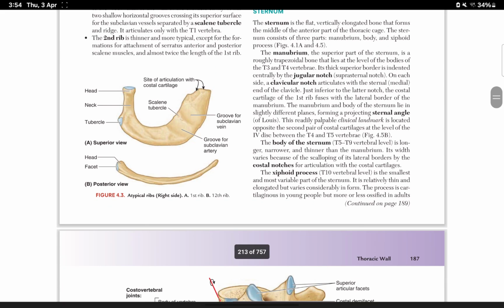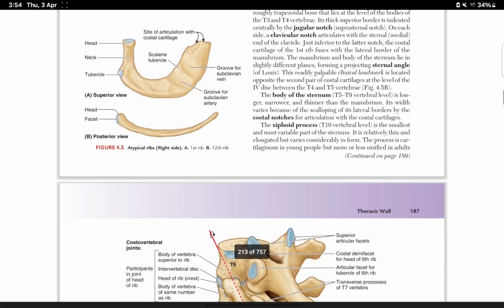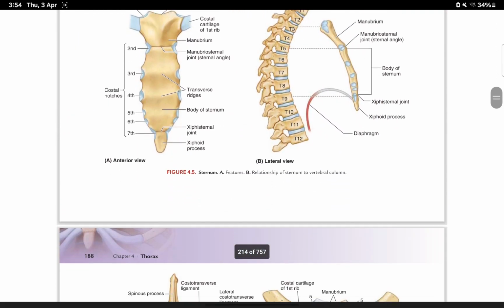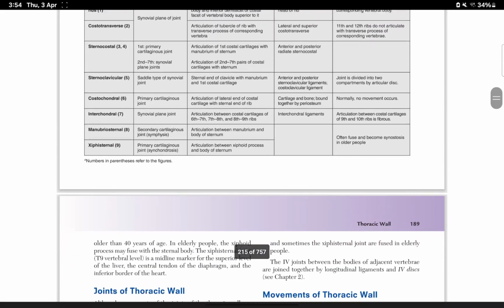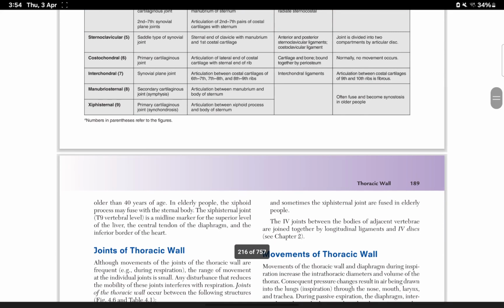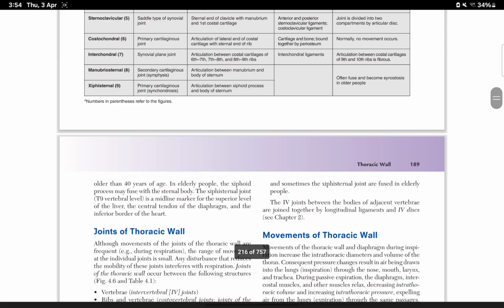The xiphoid process, at the T10 vertebra, is the smallest and most variable part of the sternum. It is relatively thin and elongated but varies considerably in form. The process is cartilaginous in young people but more or less ossified in adults older than 40 years of age. In elderly people, the xiphoid process may fuse with the sternal body. The xiphisternal joint is a midline marker for the superior level of the liver, the central tendon of the diaphragm, and the inferior border of the heart.